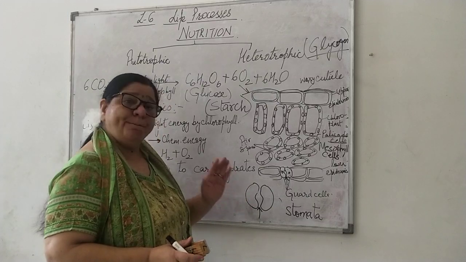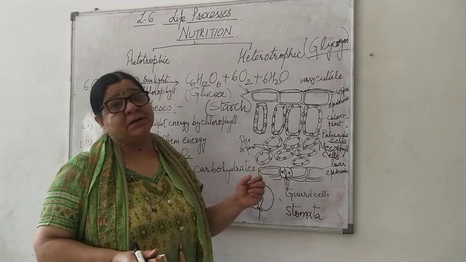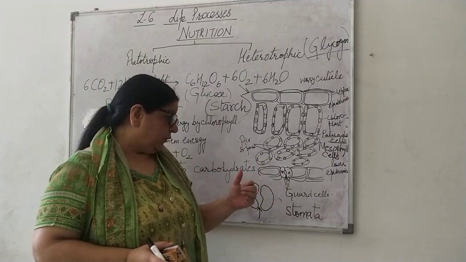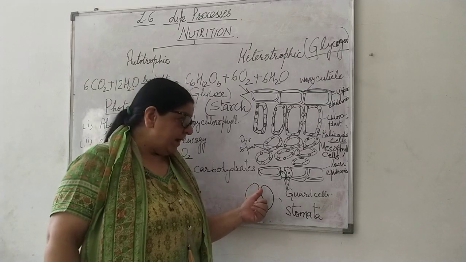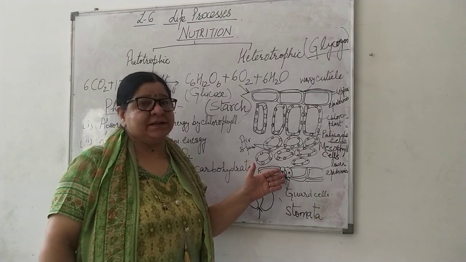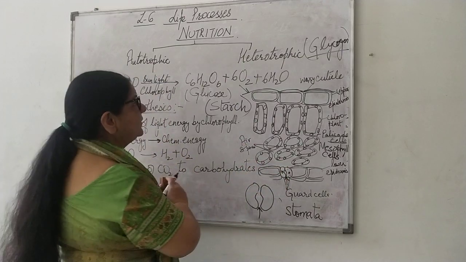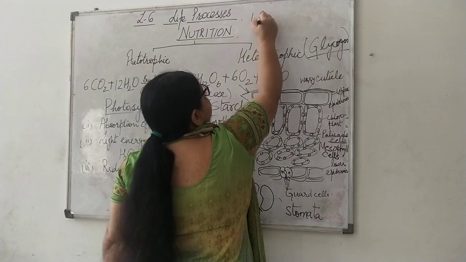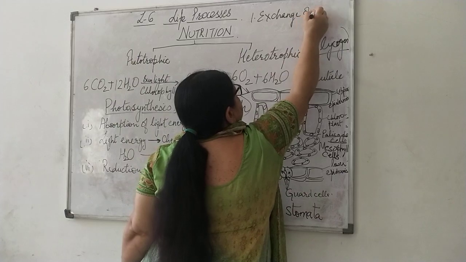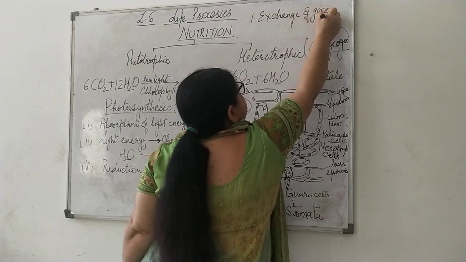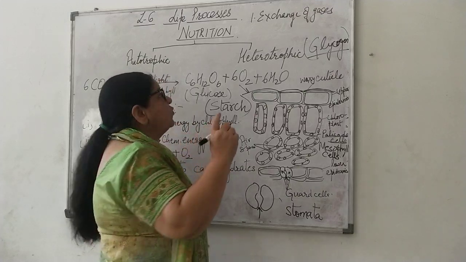So what are the two main functions of stomata? A very important question also. What is stomata? What are its two functions? So stomata is a tiny opening in the epidermal cells of the leaf. And what are its two main functions? First is exchange of gases. That is, carbon dioxide is taken in and oxygen is released out.